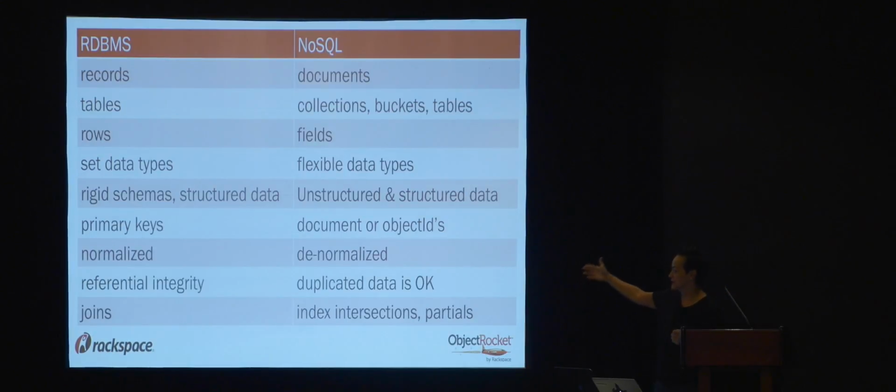So, referential integrity, duplicated data is okay. You know, you have joins in RDBMS now. In the NoSQL world, you're starting to get joins via indexes, being able to use more than one index at once, having optimizer engines that work the way they should. Going back to like Oracle 8i, optimizer engines never worked the way they were supposed to. Then they fixed them for a while until they got to 10.1.